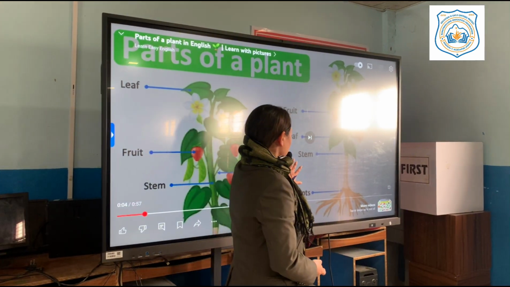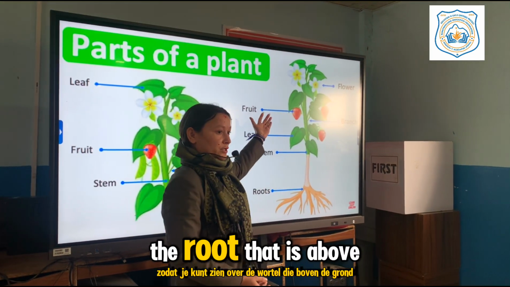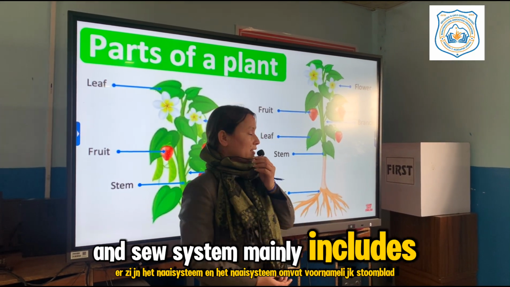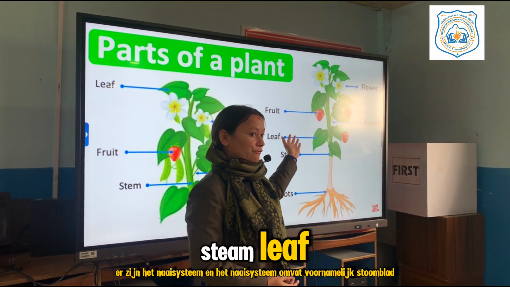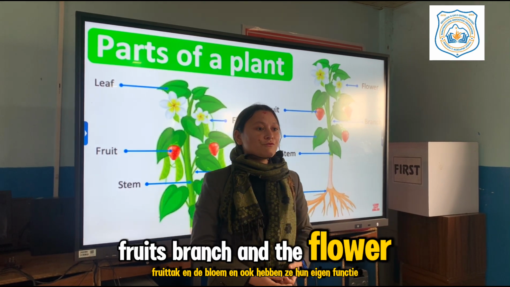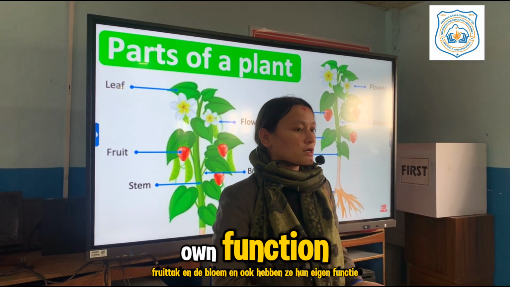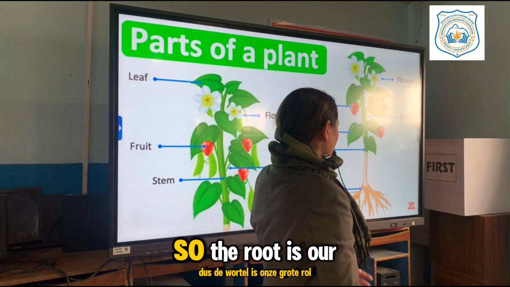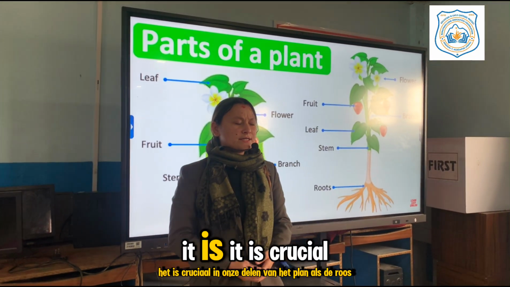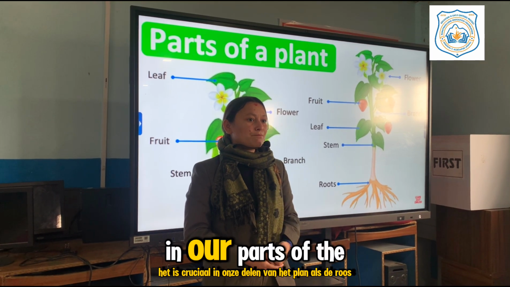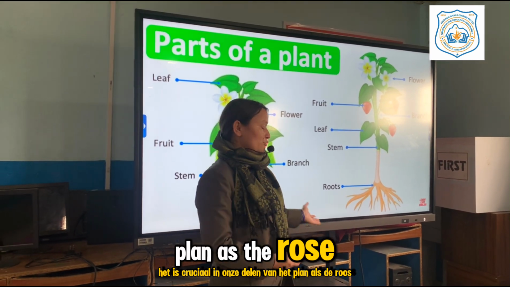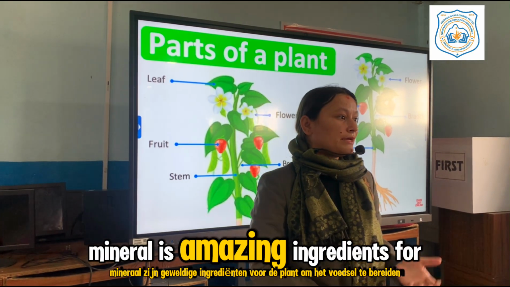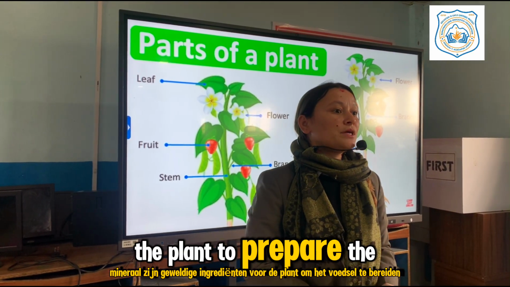So you can see above the root, that is above the ground, there is the shoot system, and the shoot system mainly includes stem, leaf, fruits, branch and the flower, and also they have their own function. At the beginning, I will explain to you about the root system. So the root plays a crucial role in the parts of the plant, as the roots absorb the water and minerals, and water and minerals are the major ingredients for the plant to prepare the food.